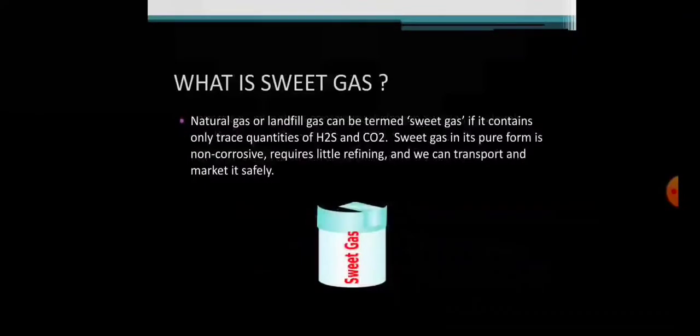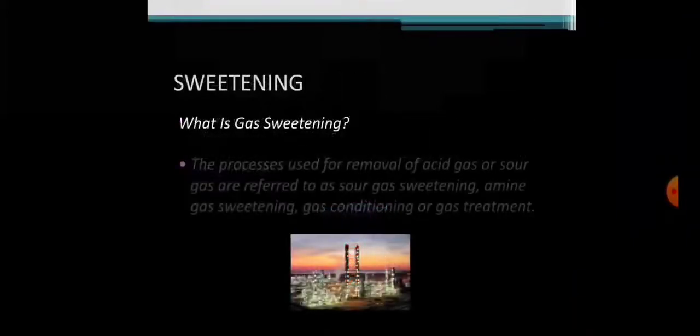So what is a sweet gas? Natural gas is called a sweet gas if it contains only trace quantities of H2S and CO2. Now what is gas sweetening? The process used for removal of acid gas or sour gas is referred to as sour gas sweetening.